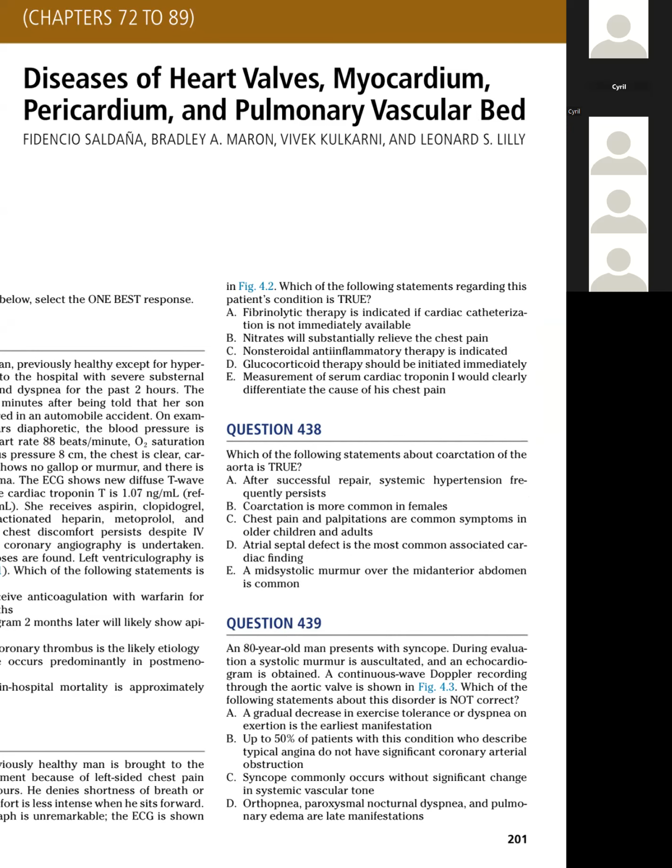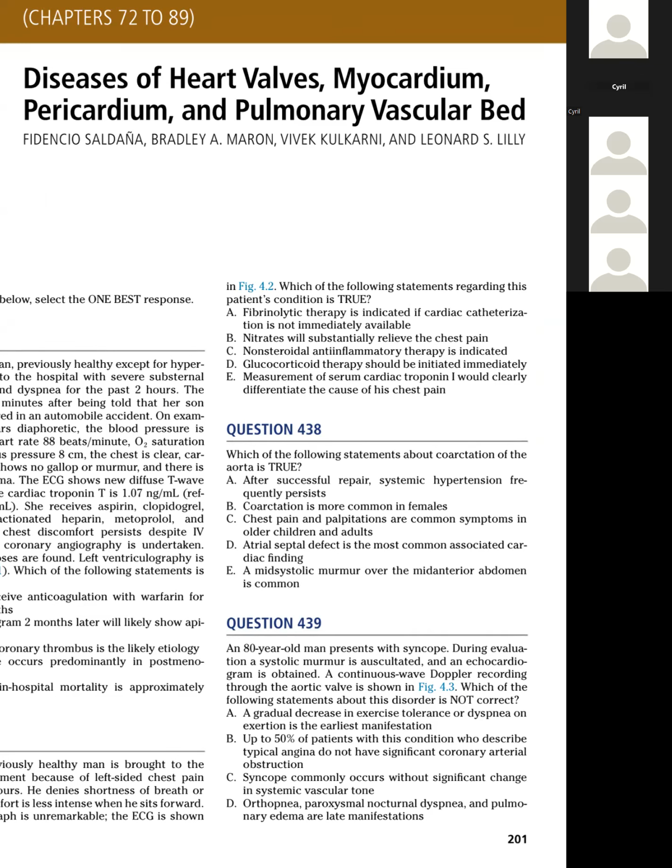Okay, so the question here is, which of the following statements about this disorder is not correct? Now, when you have up to 4.06 meters per second, you tend to think of aortic stenosis, right? Yes, aortic stenosis. So each of these statements here, we need to find the one that is not correct.